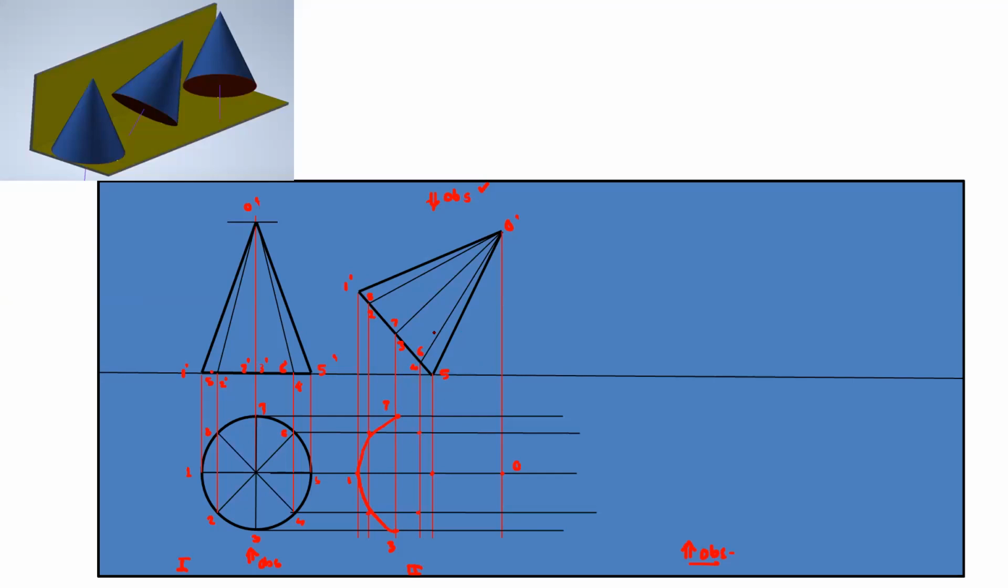Now draw the extreme generators. The extreme generators which are visible from the top direction are O-7 dash and O-3 dash. So draw these generators as continuous thick lines, that is, visible lines.